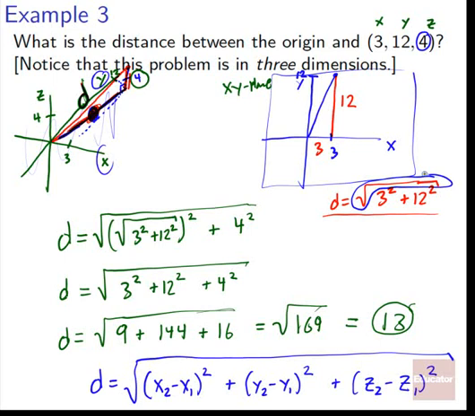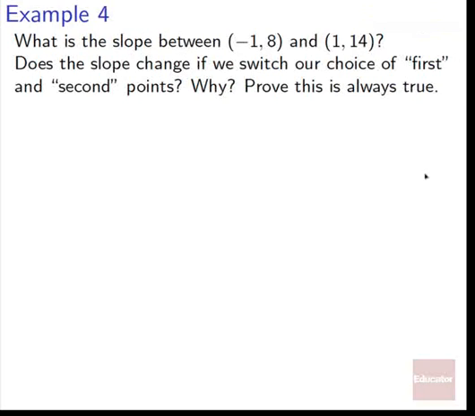This is the interesting that's going on. We can actually generalize this to 3 dimensions, and if we wanted, we could even keep going to 4, 5, 6, any number of dimensions we want, and you might have some idea of what's going to happen as we go on to 4 dimensions. See if you can figure out what goes on in 4 dimensions. It's kind of cool. All right, example 4, what's the slope between -1, 8 and 1, 14?